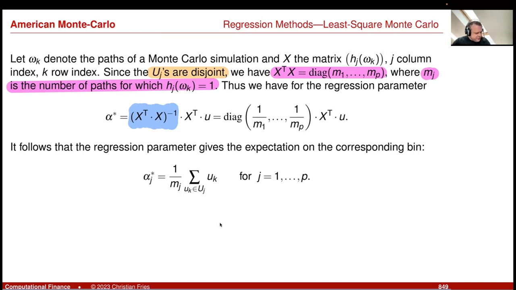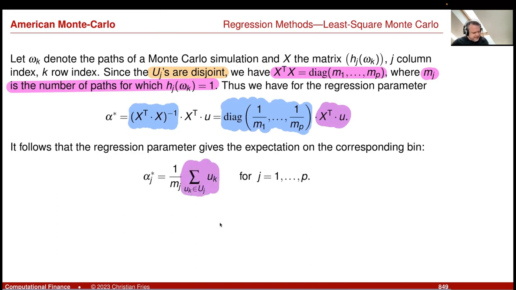So this means the X transpose X inverse is just a diagonal matrix with 1 divided by this number. If X is the indicator function in a column, X transpose is the indicator function in a row. X transpose times U is just the sum of all values that fall in the bin. It's 1 multiplied with U if the sample path is in that bin, and 0 multiplied with U if it is not in that bin. It's just the sum over all values U.